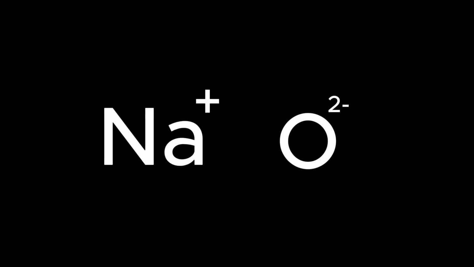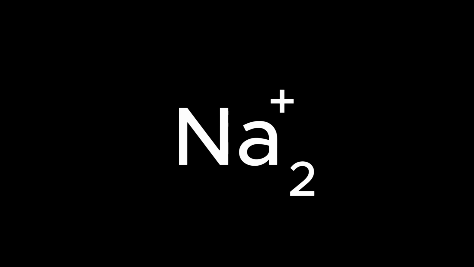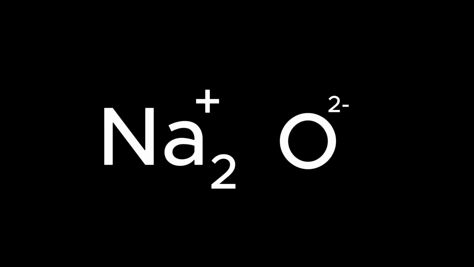However, this is not balanced, because if sodium gives one of its electrons to oxygen, oxygen would only have 9 electrons in total, or 2 in the first shell and 7 in the second shell. And so it needs 1 more to have a full shell, which means that you would actually need to have 2 sodium molecules to balance the charge of oxygen. And so the final equation would be Na2O.